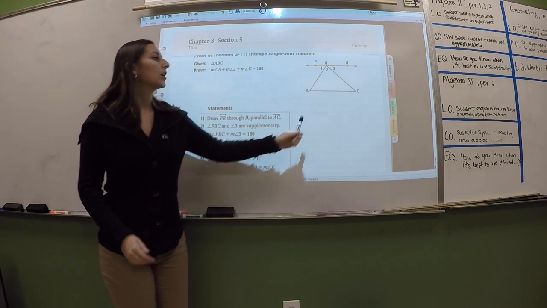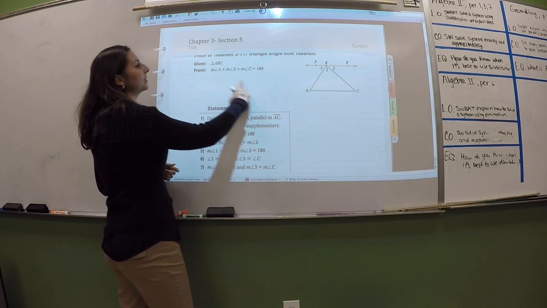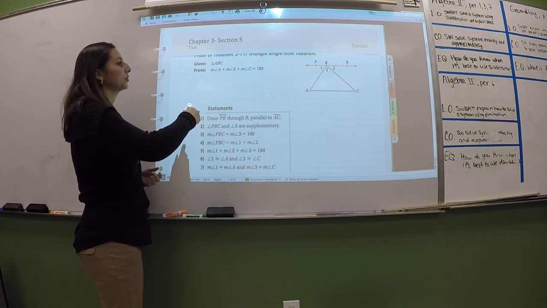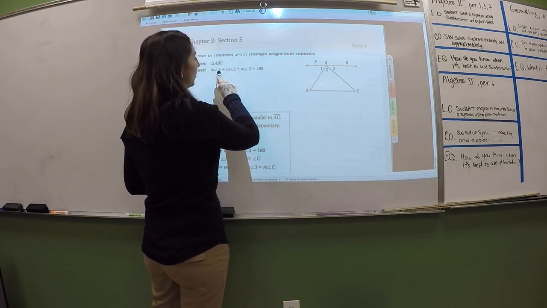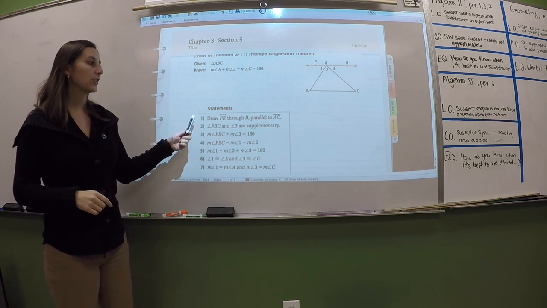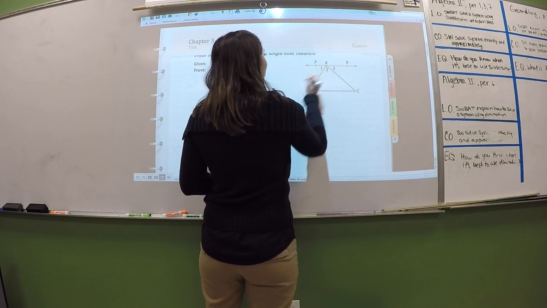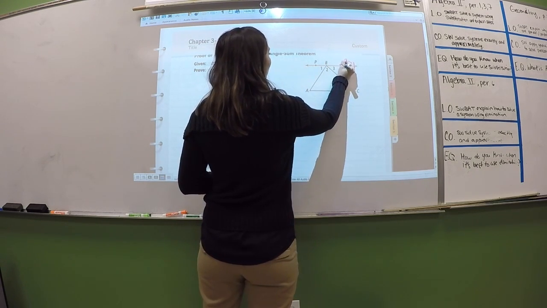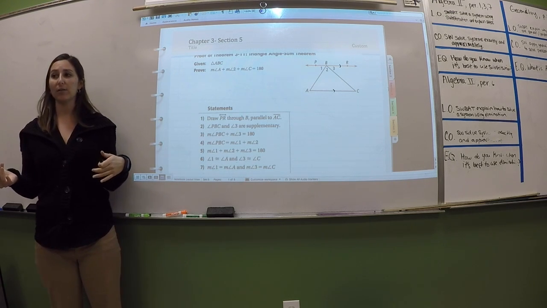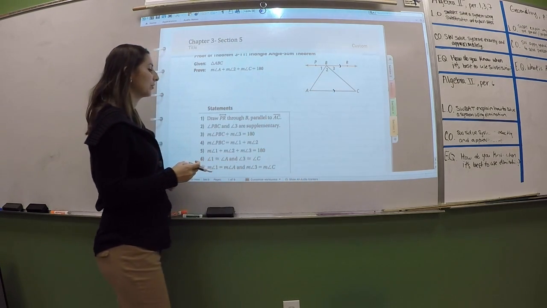So right now, we have a triangle ABC, and that's pretty much all we know, that it's a triangle. We're trying to prove that the measure of angle A, the measure of angle B, and the measure of angle C are 180. So the first thing you're going to do is construct a line parallel to this line. By construction, we're constructing a line that's parallel.